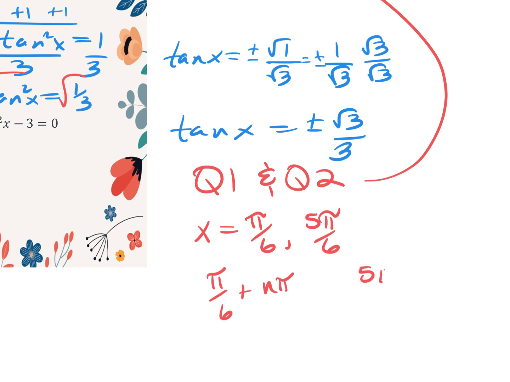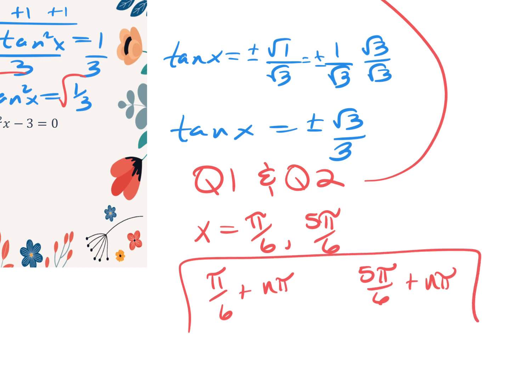And then 5pi/6 plus n pi. That would be the general form on a standardized test. Let's try number 4.